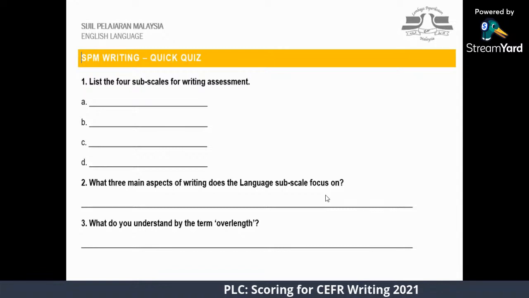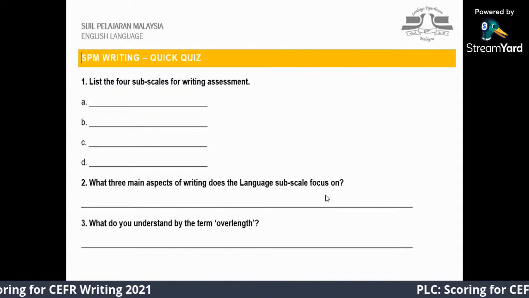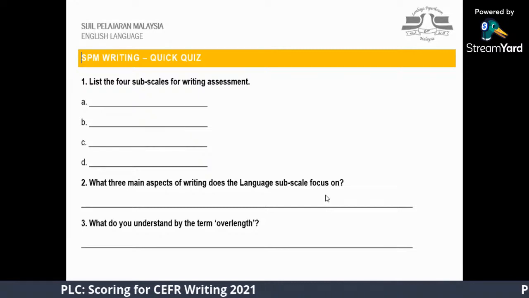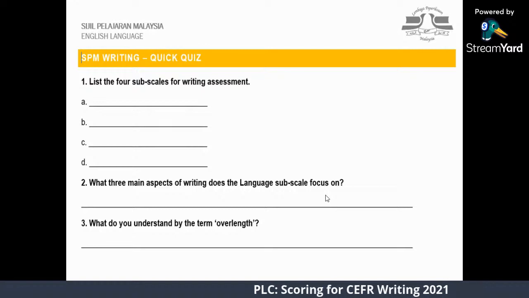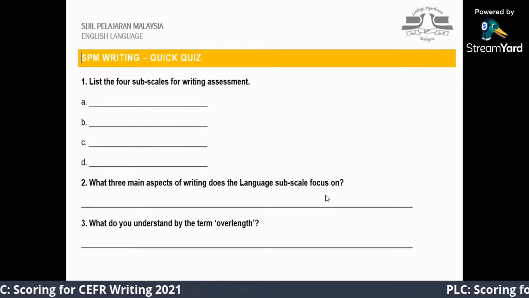No takers? Okay, fine, I'll tell you. The 3 main aspects should cover lexical, grammatical aspects of writing, and also accuracy. So when you look for language, you have to see the words. Lexical means like words, right? Are the words really apt to the text? And the grammatical aspects, whether it agrees with the subject and verb and whatnot, and accuracy, like do they minimize the errors? And number 3, what do you understand by the term overlength?